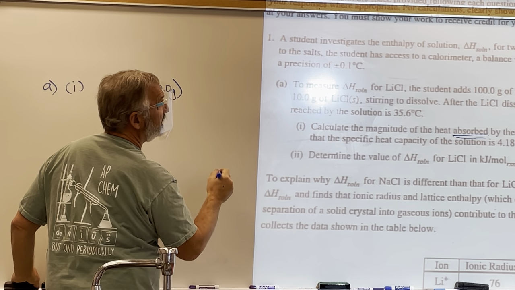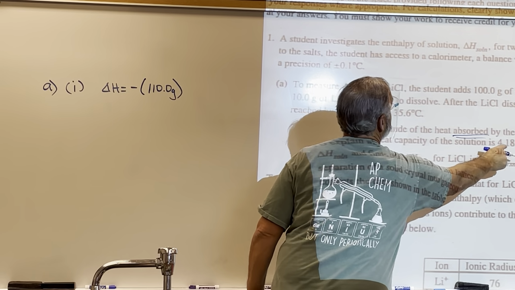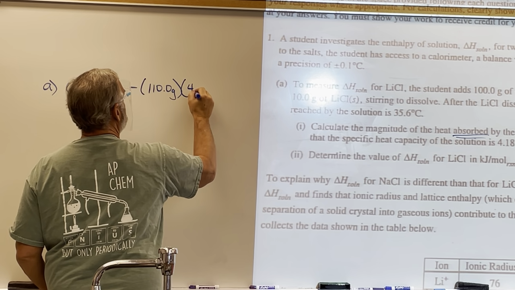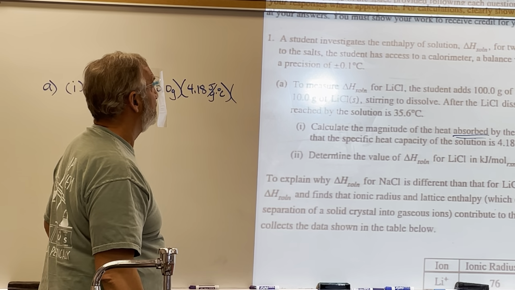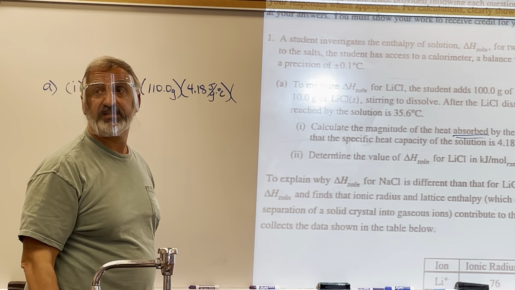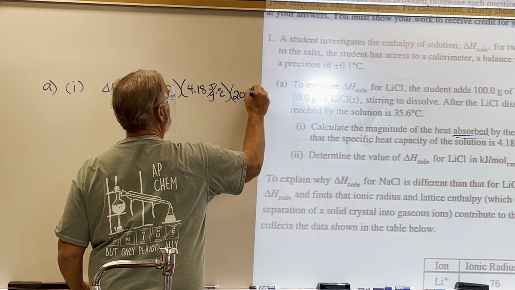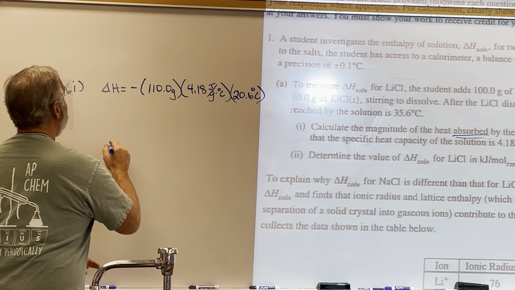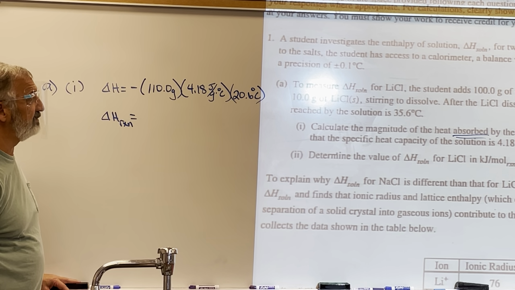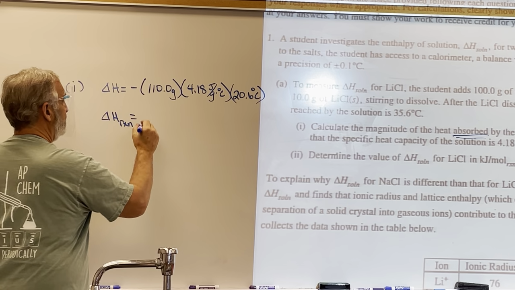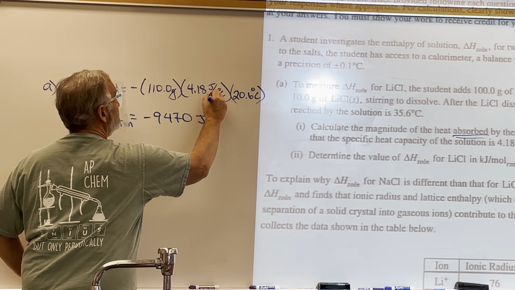Specific heat, they're telling us right here, the heat capacity is 4.18. And then my change in temperature, okay, 15 to 35.6. So it's going to be what? 20.6. Okay, so my delta H is going to equal all of that multiplied. It's going to equal what? Negative 9,470. And that's going to be joules. Grams cancel, degrees Celsius cancel.